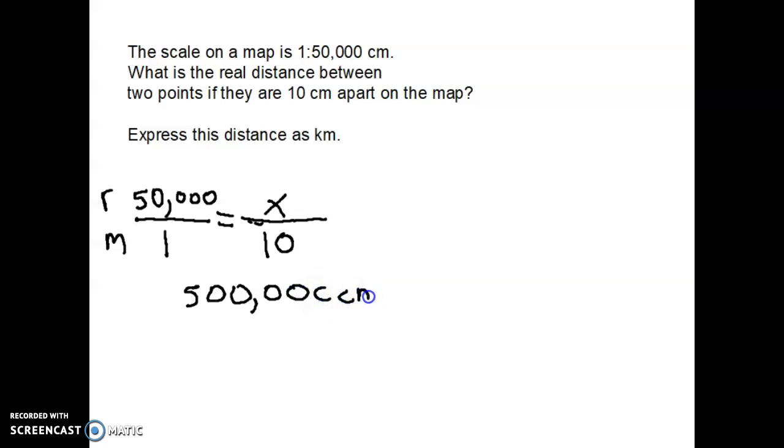And then you think, well, how many? You have to change it to kilometers. How many centimeters in a kilometer? 100,000. So that means we have 5 kilometers. Every 10 centimeters is 5 kilometers.